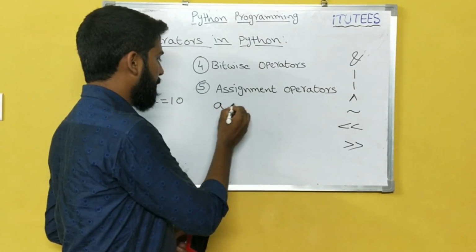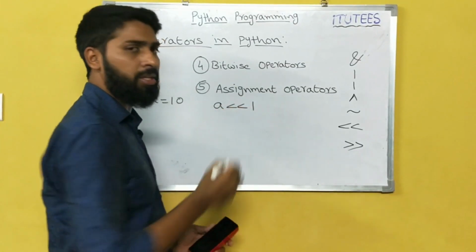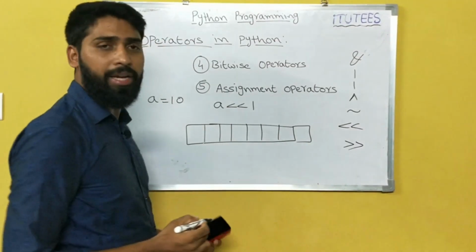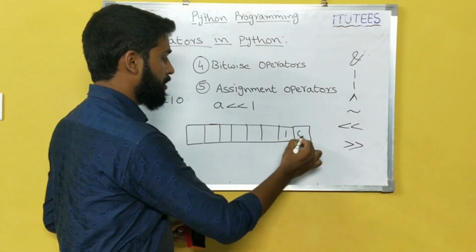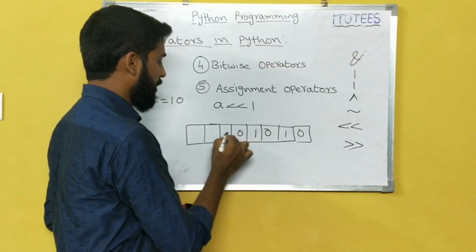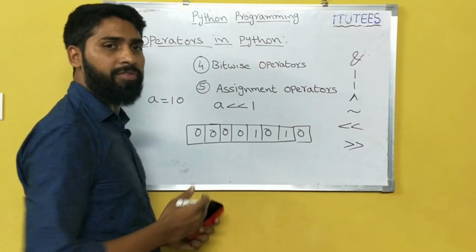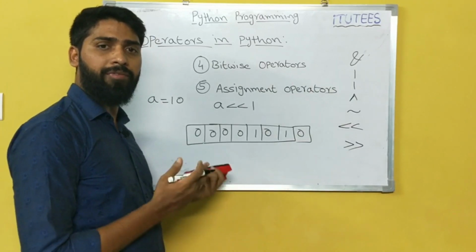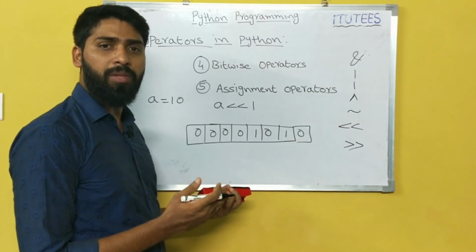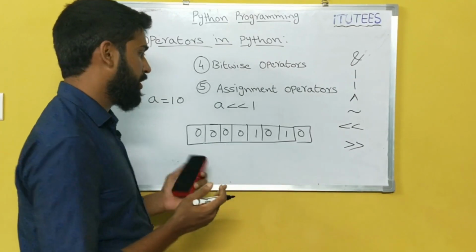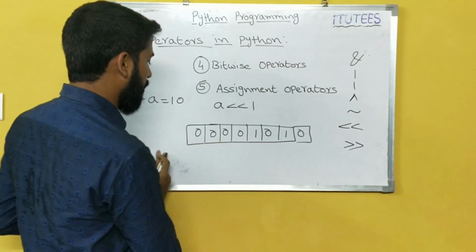A left shift 1. That means, this is 8 bits. What is the 10 equivalent in zeros and ones? 1 0 1 0, remaining all zeros. So what is the left shift? Shift left by pushing zeros in from the right and let the leftmost bits fall off. That means these bits are gone.